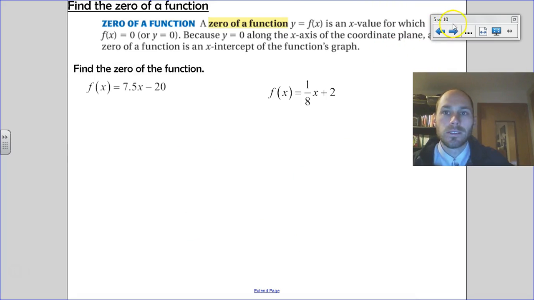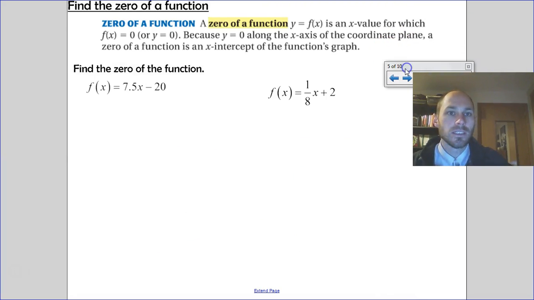All right, so now let's mention the zero of a function. A zero of a function represents when the function equals 0, or y equals 0. Because y equals 0 along the x-axis, the zero is also the x-intercept. So it's just another name for the x-intercept. If we want to find the zero of the function, we just put 0 in for f of x, and then we solve the equation.